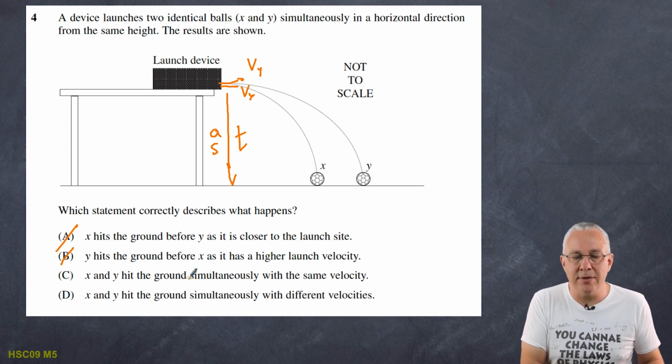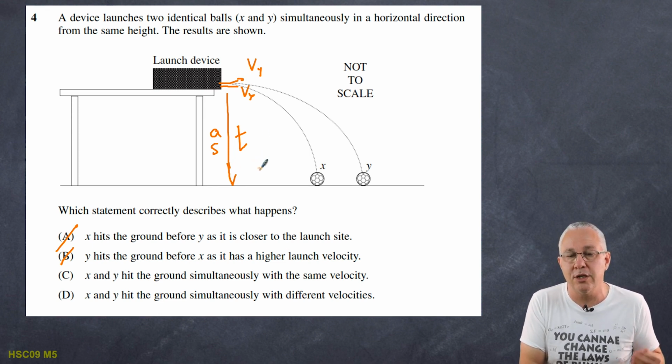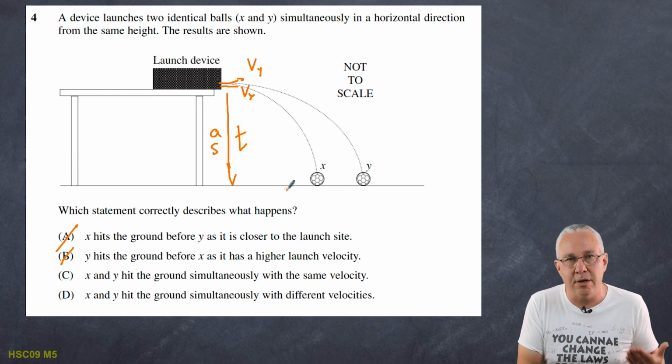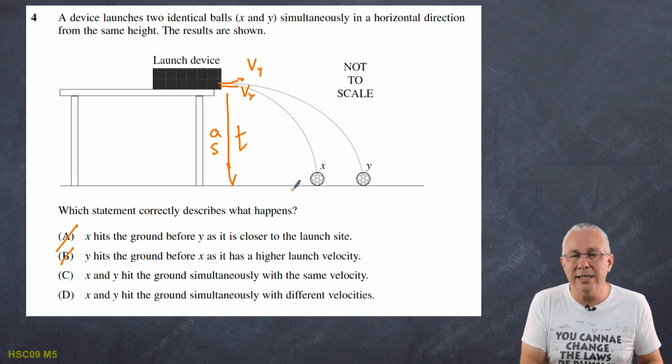Now, they hit the ground simultaneously, but the answer is not C. The same velocity vertically, yes, that's true, but they have different horizontal velocities. So the combined velocities, both the horizontal and the vertical, will mean that the velocity of y overall will be higher, and so therefore D is our correct answer.